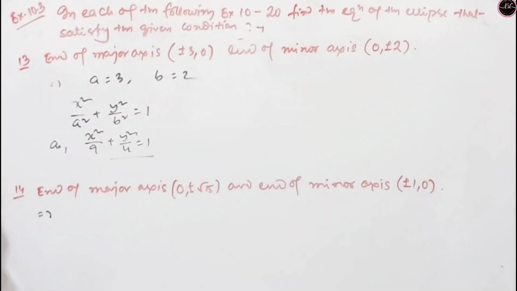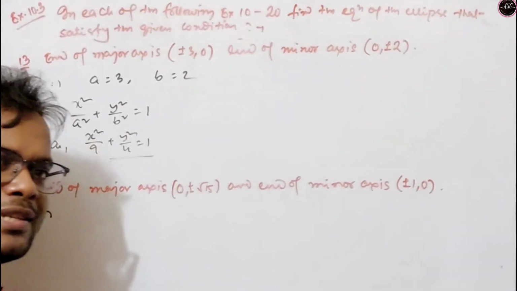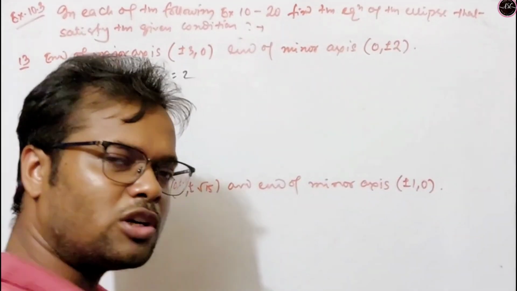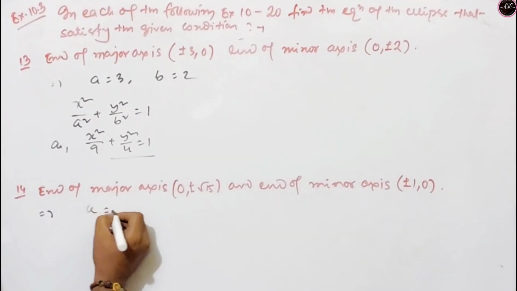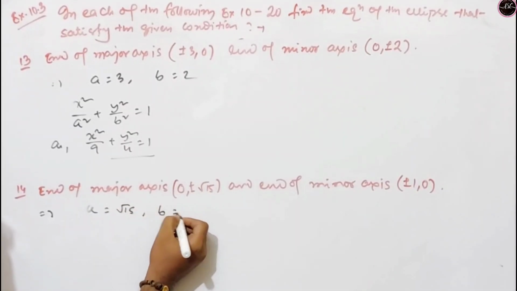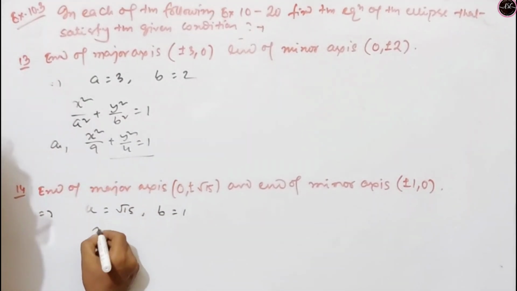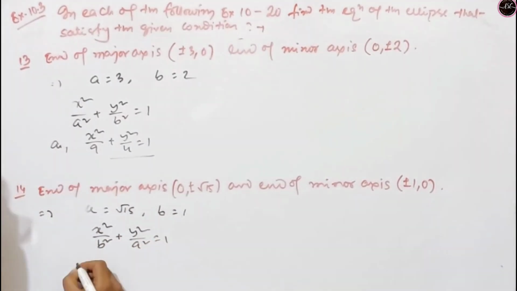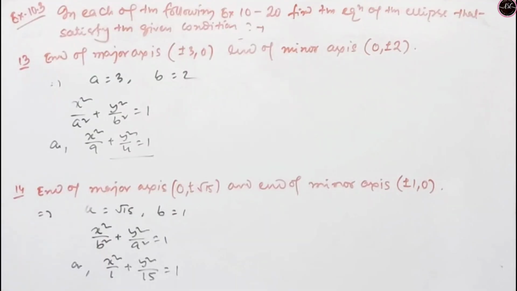And now the end of the major axis is 0 plus minus root 15, that means this is on the y axis. So the major axis is along the y axis and the minor axis is plus minus 1 comma 0. Okay, so here we can write a equal to root 15 and b equal to 1. As the major axis is the y axis, the equation is x square by b square plus y square by a square equal to 1, or just put here the value, x square by 1 plus y square by 15 equal to 1. Okay, that is the required equation.